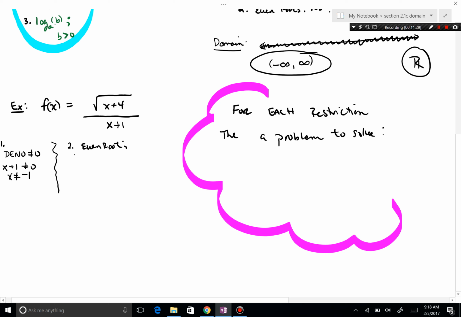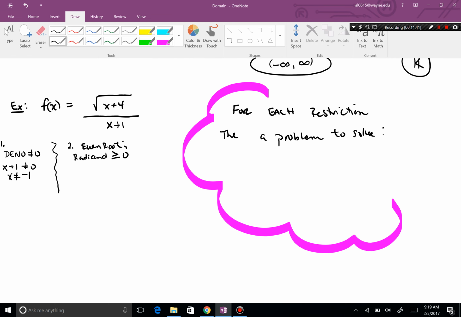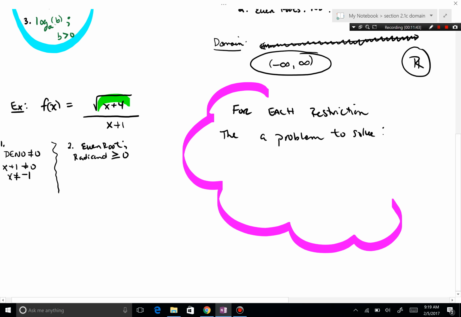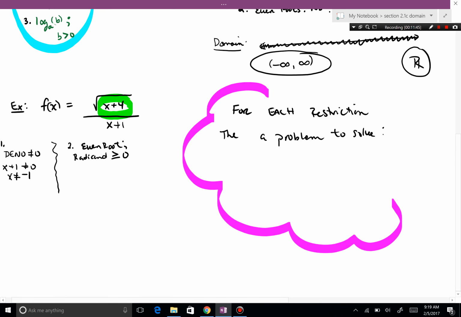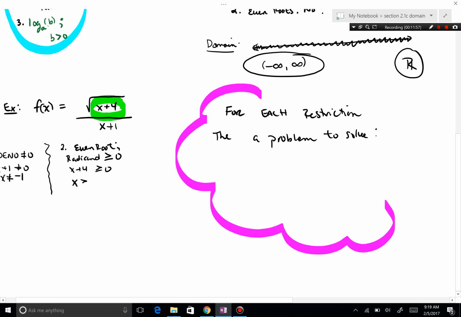Yes, which means the radicand must be greater than or equal to 0. Question, what is the radicand in this problem? And don't you dare snatch the entire root when we're just looking at the thing on the inside. It's just going to be the x plus 4. So x plus 4 must be greater than or equal to 0. Question, can you solve this? Yes. So this is going to be x is greater than or equal to -4.